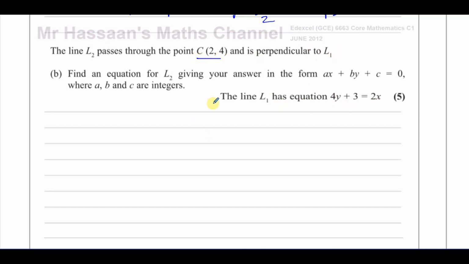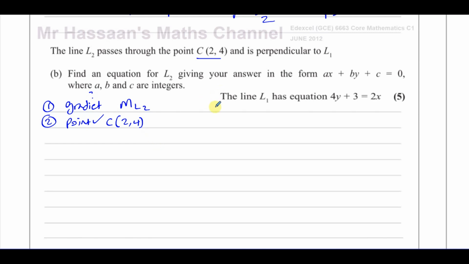So line 2 passes through this point and is perpendicular to line 1, which has this equation. We want to find the equation of a straight line. To do that, we need two bits of information. The first is the gradient of our line, so we need to find the gradient of line 2. The other thing we need is any point on the line. The point C is on line 2, so we already have that. Now this one we have to find.